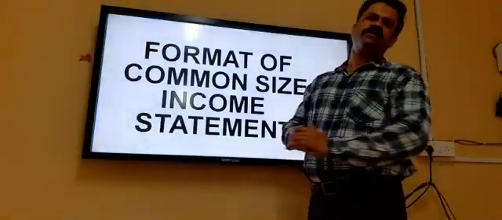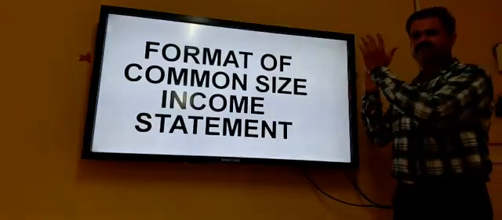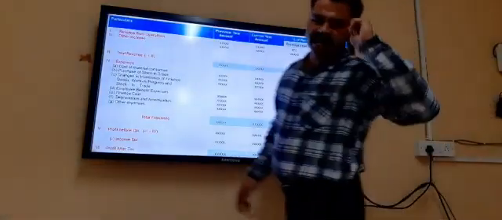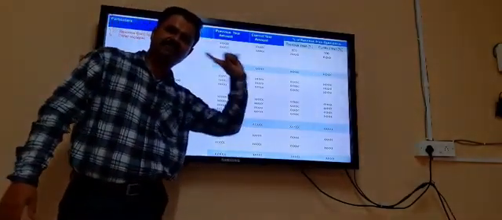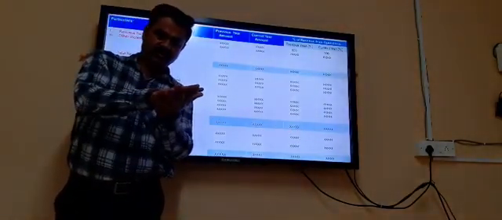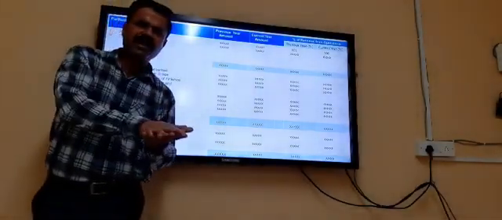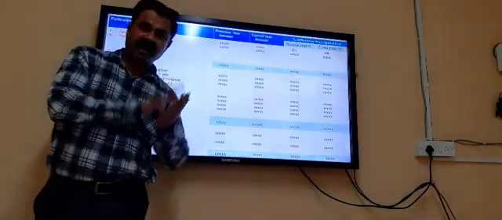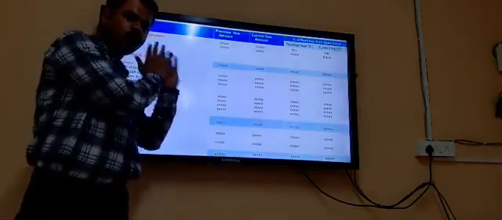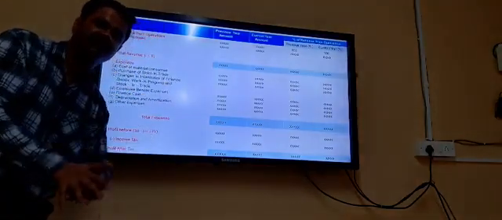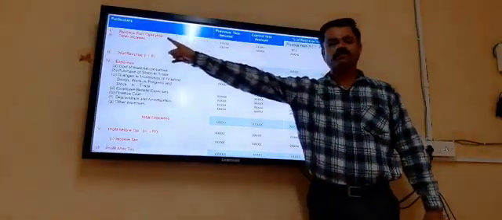And finally we arrive at the common size income statement. In the income statement, the point you should keep in mind is that in the case of the common size balance sheet, the base for the division of each and every item was the total, the total of equity and liabilities and the total of assets. But in the case of the common size income statement, the base for division of each and every item will be revenue from operations.